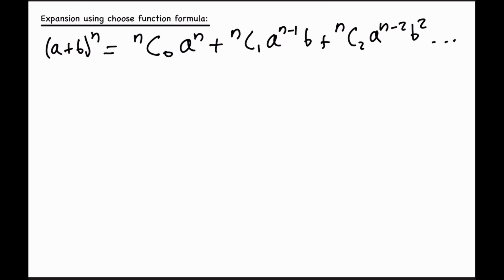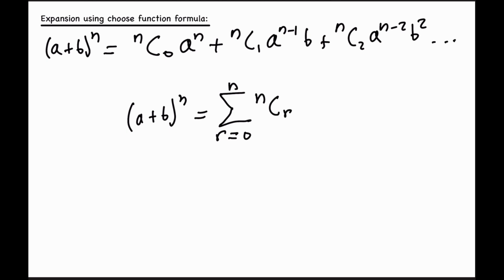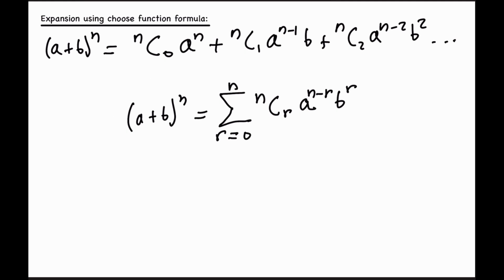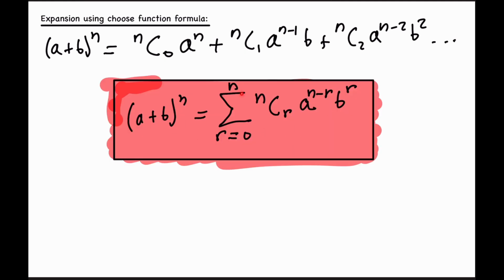So we can write this out as a general formula: (a + b)^n is equal to the sum of terms from r = 0 to r = n. Each term will look like this: nCr, for increasing values of r from r = 0 all the way to r = n, times a^(n-r), and also b^r. This is the general formula for the binomial expansion. Now it's nice and condensed, and it will be easier to remember and understand, so you can apply it to future questions.